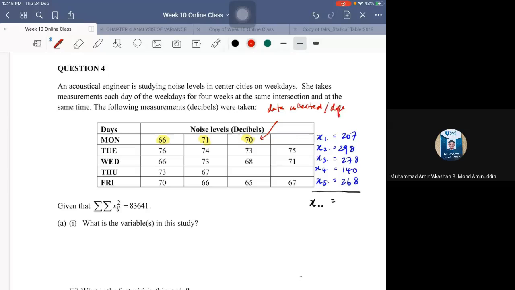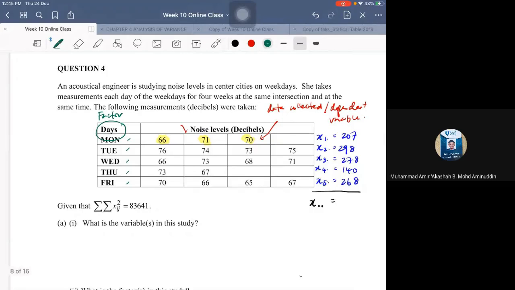So for this case, what is our dependent variable? It's going to be the noise level. And what is going to be our independent variable? What is our factor? What we vary in the question is going to be the days. So we have 5 different days, which is Monday, Tuesday, Wednesday, Thursday, and also Friday. So this is going to be our factor. And of course, for this case, as I mentioned to you just now, this is going to be one-way ANOVA because we only have one factor, which is going to be days.